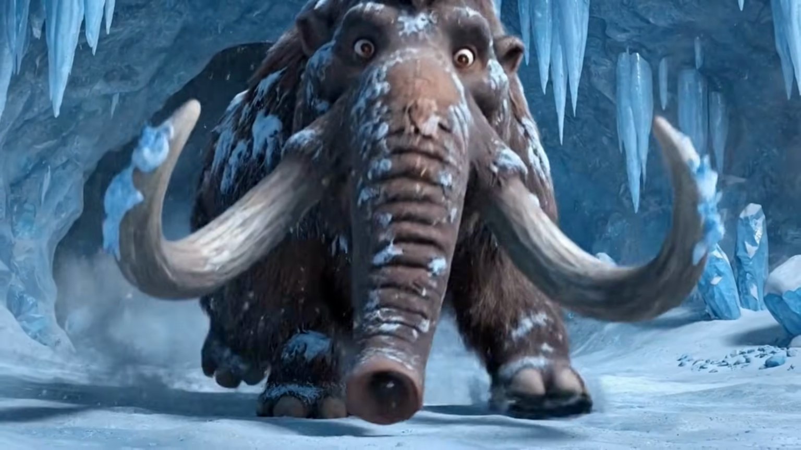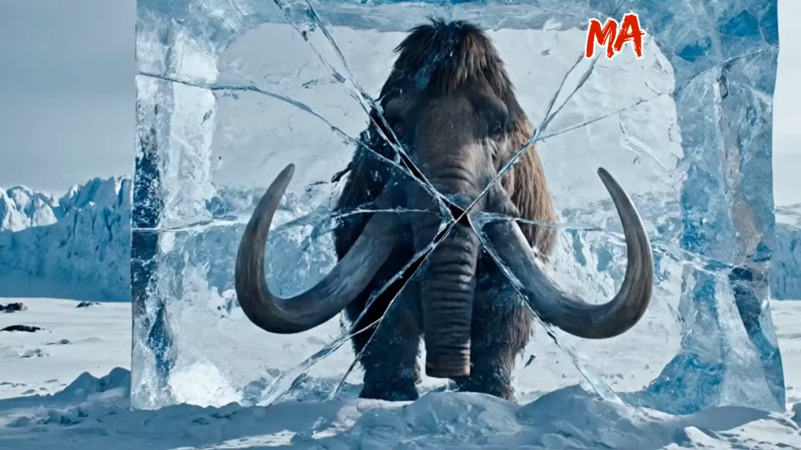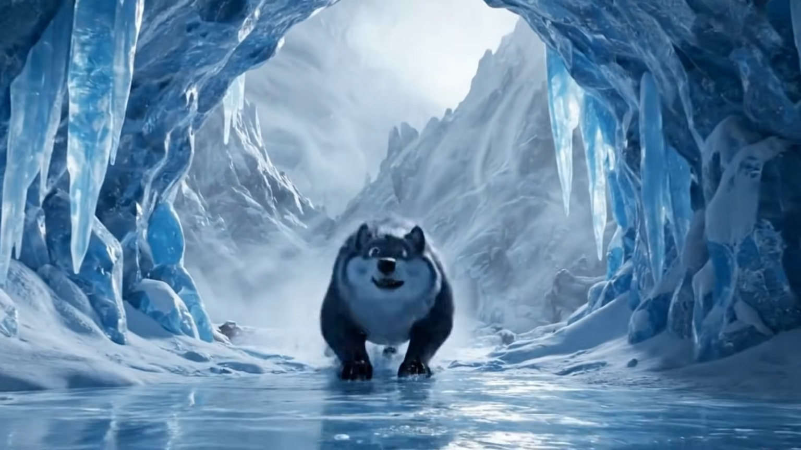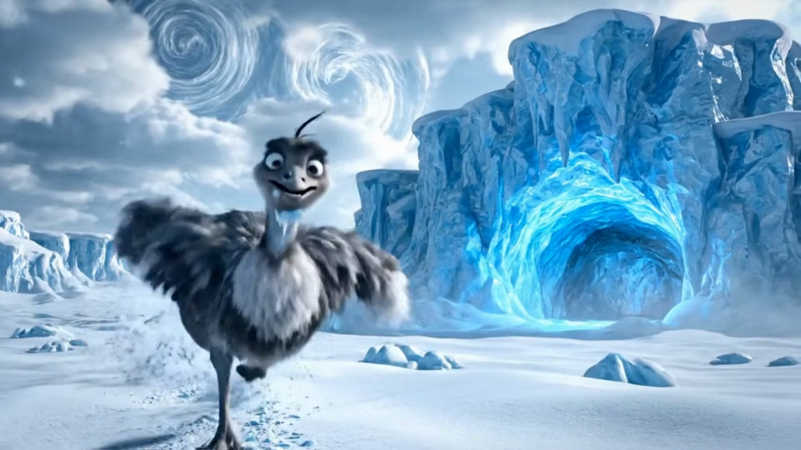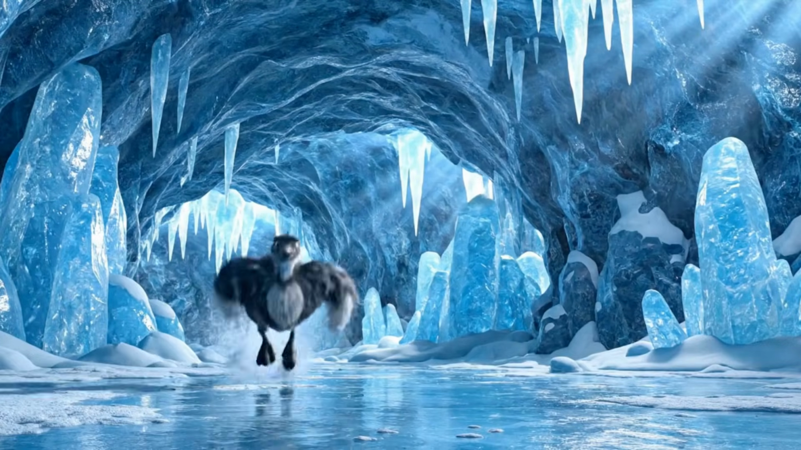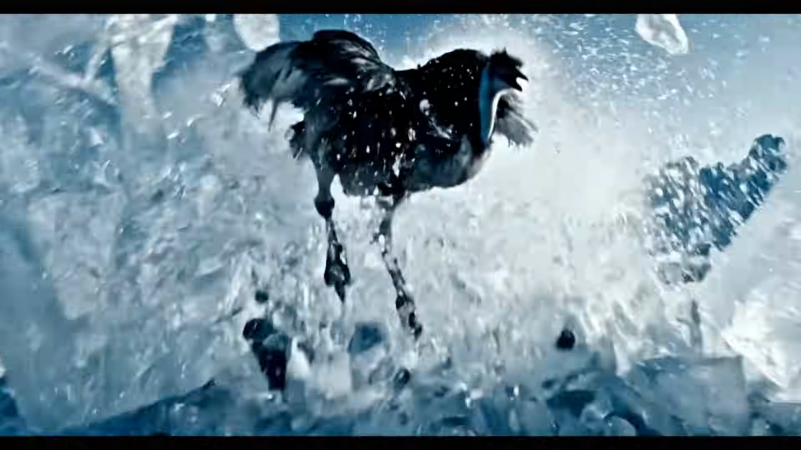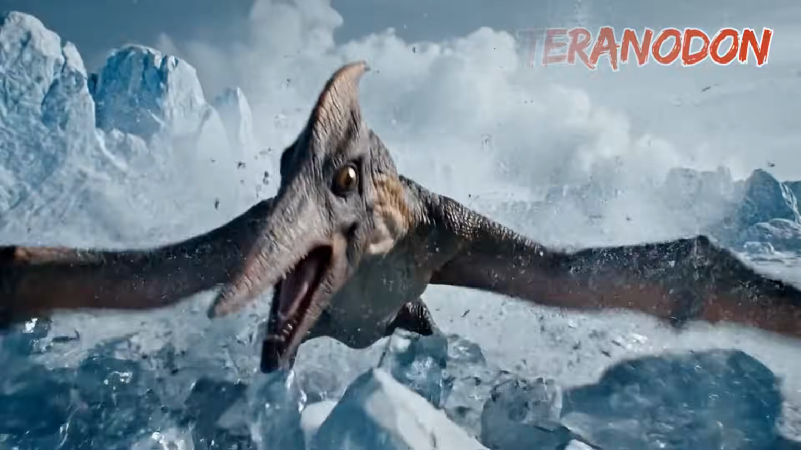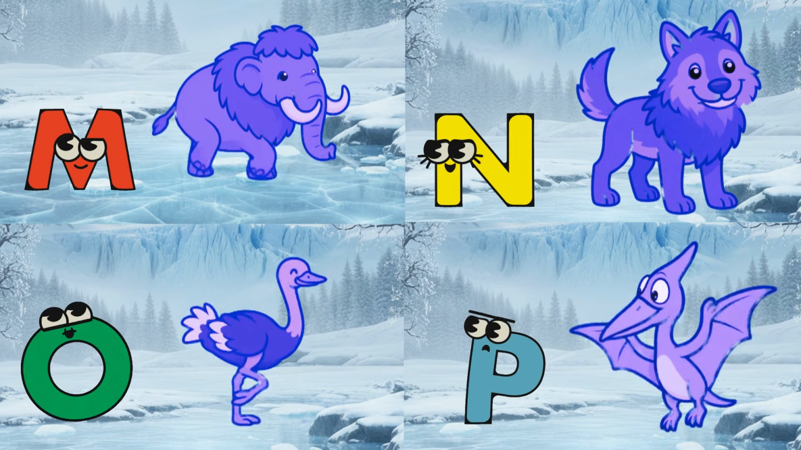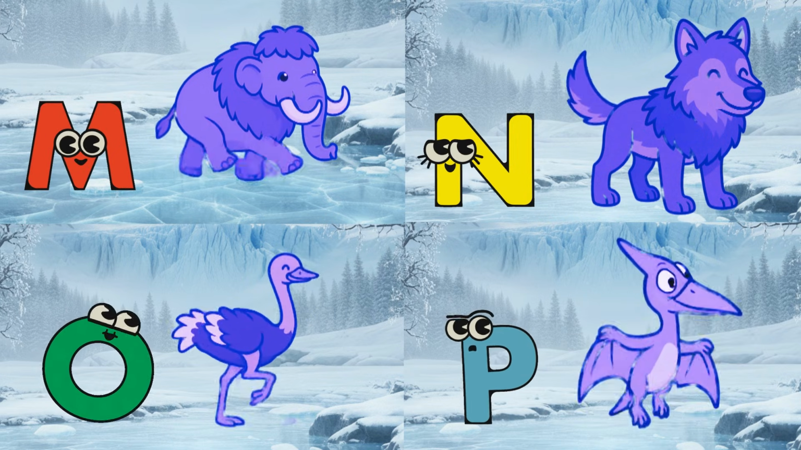M is for mammoth, trumpet, trumpet. N is for Neanderthal's wolf, howl, howl, howl. O is for ostrich, boom, boom, boom. P is for pteranodon, whoosh, whoosh, whoosh. M, N, O, P, Prehistoric Safari animals.